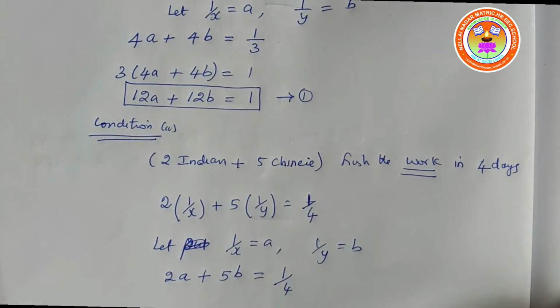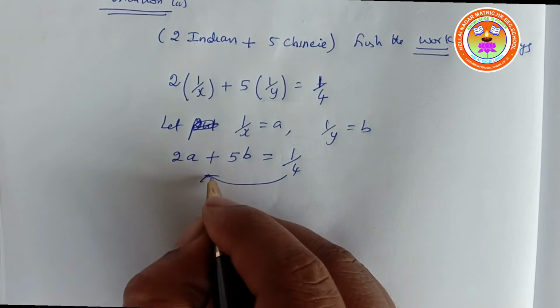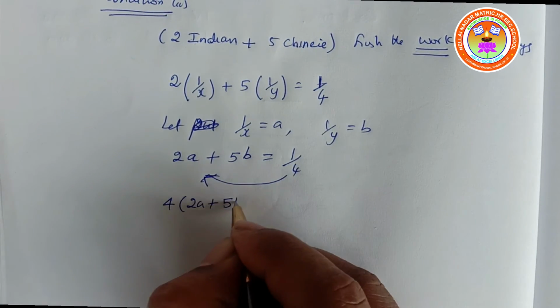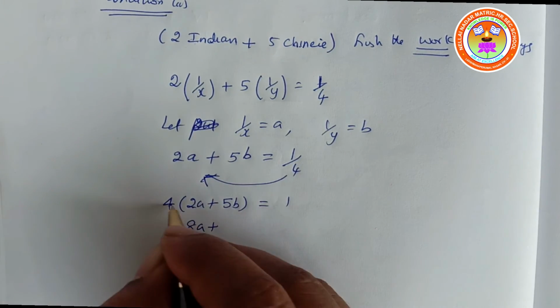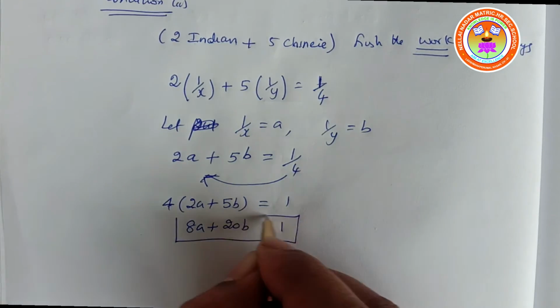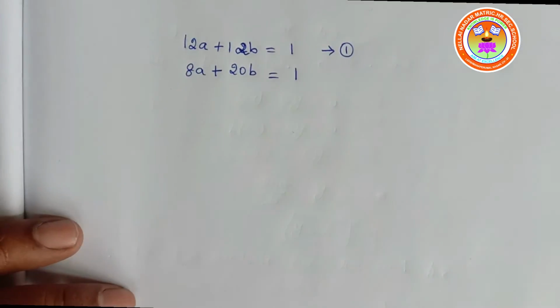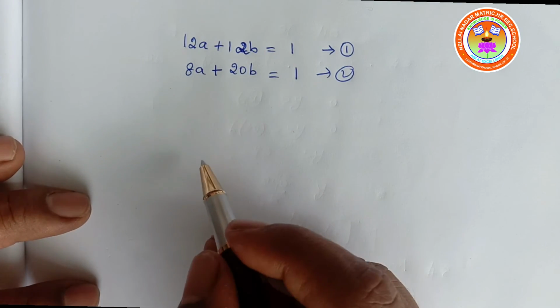Now children, you are going to cross multiply, right? Cross multiply. 4 into 2a plus 5b equal to 1. 4 2s are 8a, 4 5s are 20b equal to 1. Now you consider this as equation number 2. Now you are going to balance the equation, children.